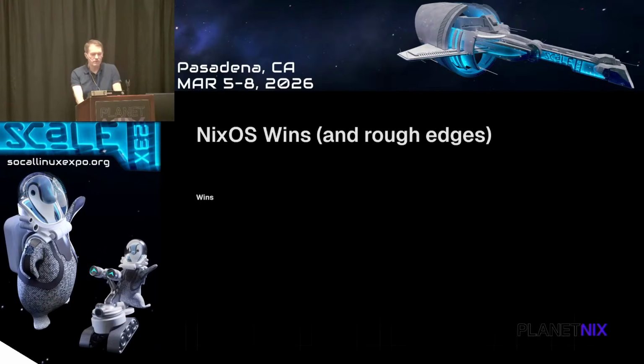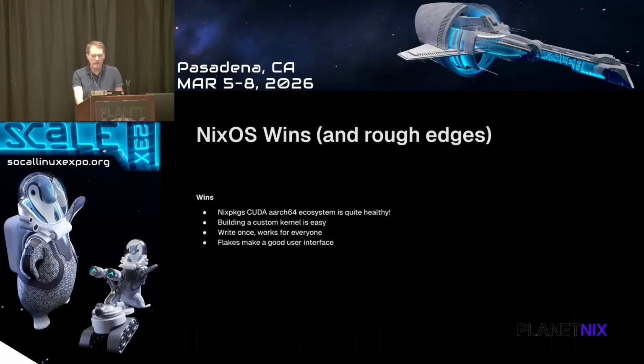So in terms of pros and cons for Nix, or advantages and disadvantages, on the plus side, the thing I found which I was surprised at is the Nixpkgs CUDA ARM ecosystem is actually pretty healthy, and I didn't have to do that much to fix things to get all the stuff to work. Building the custom kernel for NVIDIA was actually quite easy as well with NixOS. This write once works for everyone thing is obviously a big thing with this kind of use case. And flakes are actually a really good interface for this, because you can export them as apps and dev shells, and you can easily introspect what's available, and it works really well.